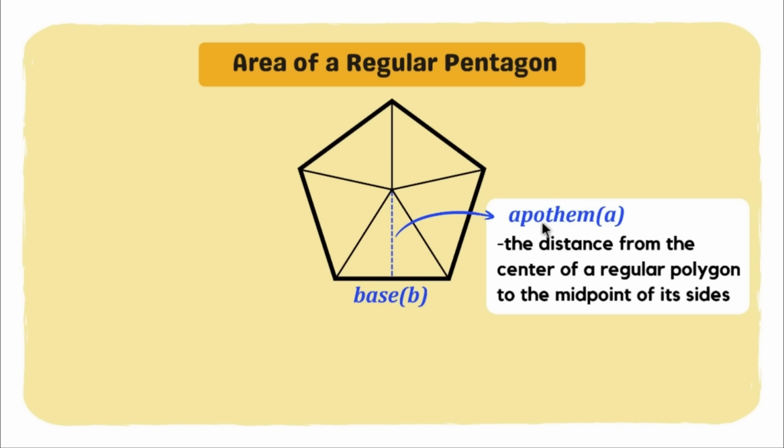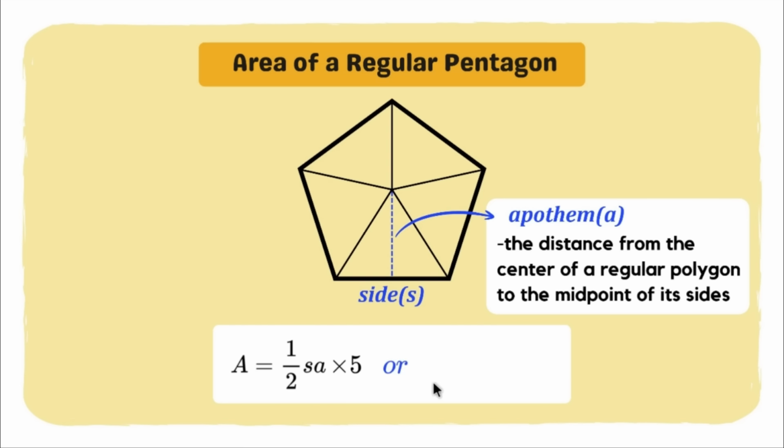Alright? And if this is apothem, then we can say that the base of this triangle, small triangle, pwede na nating sabihin ito ay yung sides. Okay, sides ng ating regular pentagon. So our formula will be, instead of 1/2 base times height, we can now use the notation S for sides and then A for the apothem or yung height ng triangle. Pero isang triangle lang po yan, isang triangle. Since we have here 5 triangles, we will multiply this by 5. Okay? So yan po yung magiging formula natin, pero pwede naman natin siyang isulat in this way.